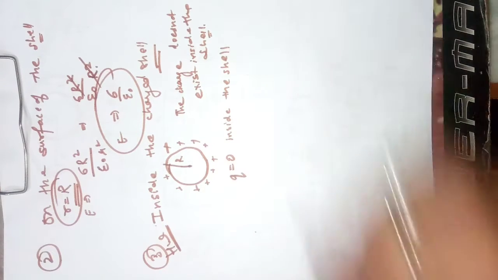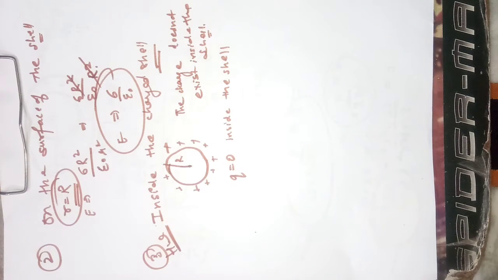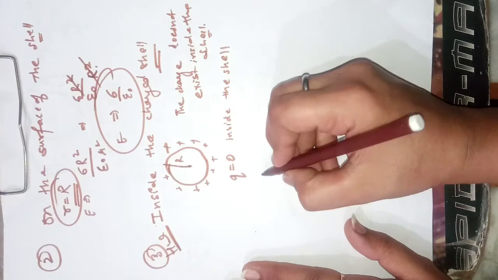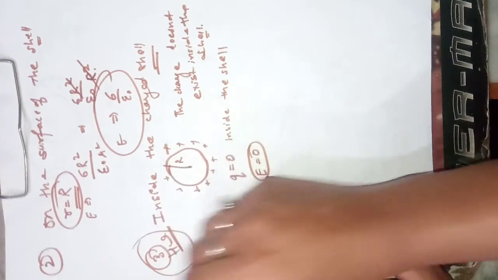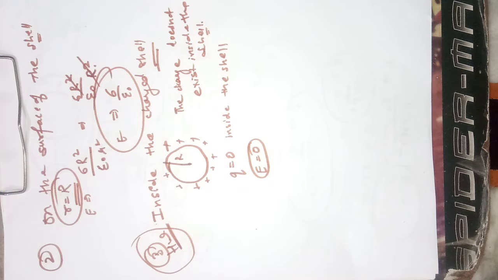The charge inside the shell is zero, and as the charge is zero, ultimately the value of the electric field is also zero. So that is the simple answer: the electric field inside the charge shell is nothing but equal to zero. Moving to the next topic.